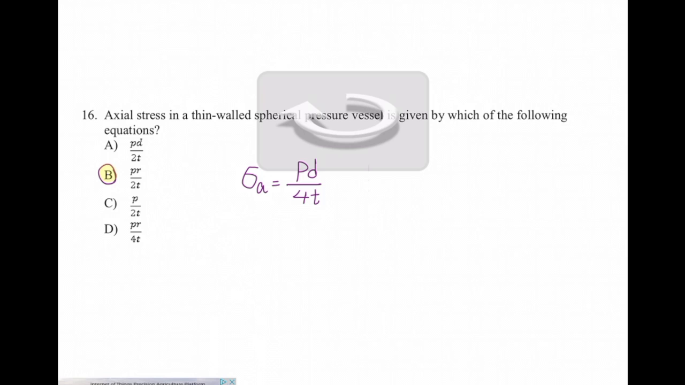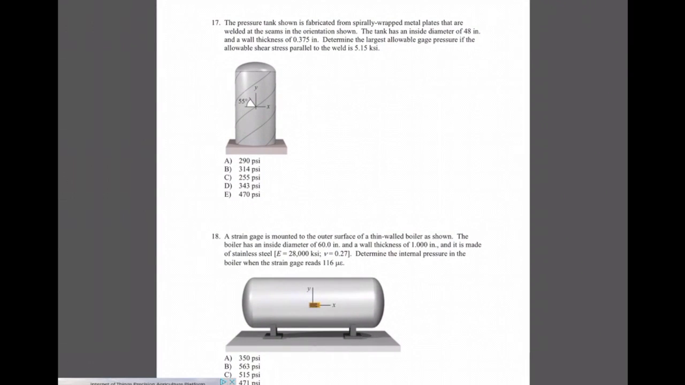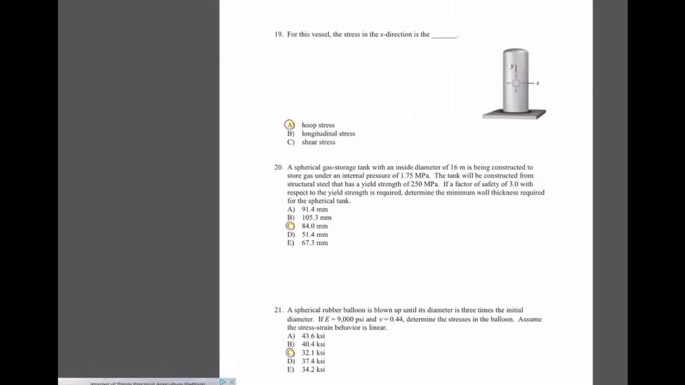Question number 16, the problem says axial stress in a thin-walled spherical pressure vessel is given by which of the following equations? Sigma A for sphere is PD over 4T or PR over 2T, so that would be option B. Question number 17 and 18, again, they require some calculation. I will leave it for later.